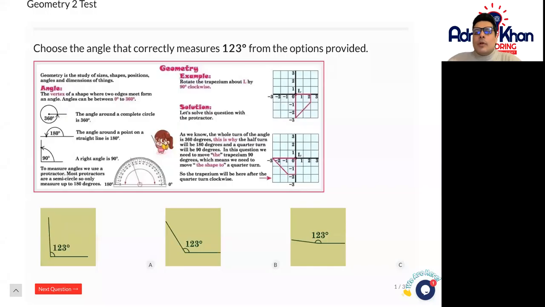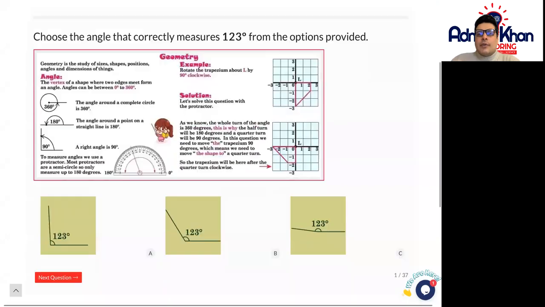And welcome to Geometry Test 2. So here we've got our first question that states, choose the angle that correctly measures 123 degrees from the options that have been provided. So let's look at some examples of what angles should look like.